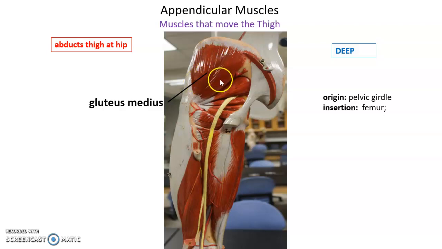This is a smaller muscle, and its origin is the pelvic girdle, inserts into the femur, and it helps to abduct the thigh at the hip. So it helps to pull the leg out laterally.